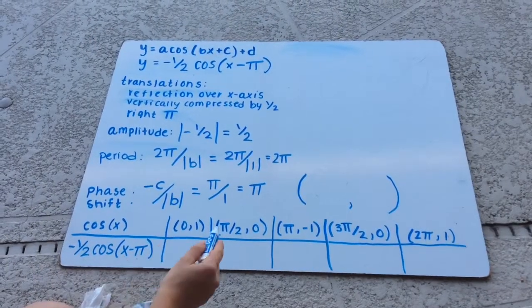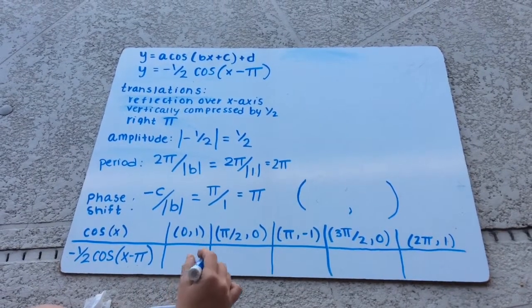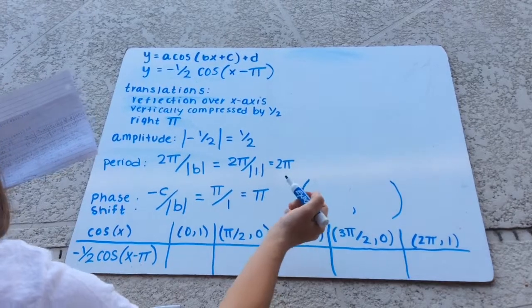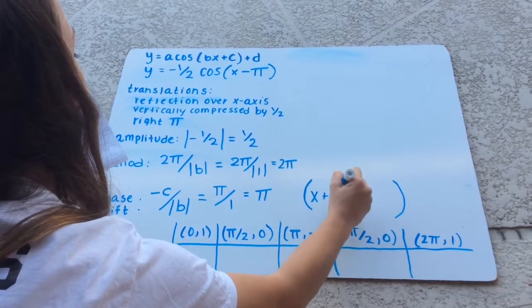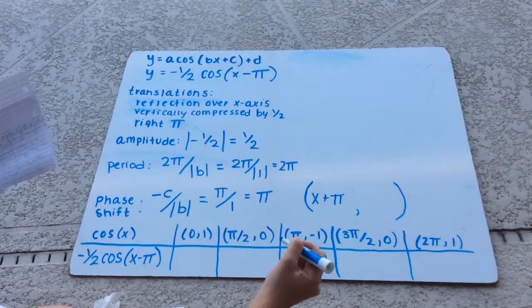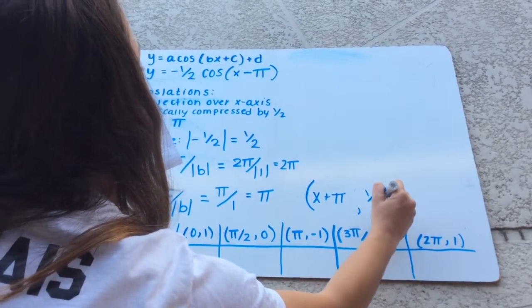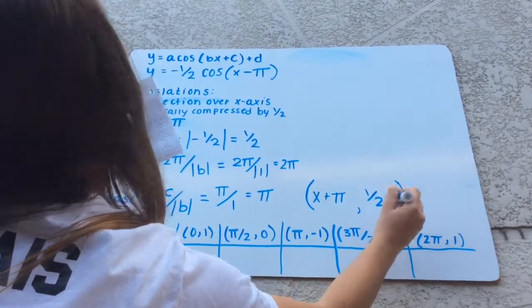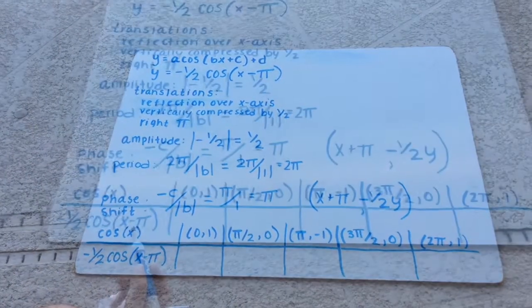These are the coordinates given to find the cosine graph. To find our new coordinates, we have to refer back to the translations, and we know that we have to add pi to x because we are moving right pi, and we know that we have to compress y by 1/2, and we make it negative to flip it over the x-axis.